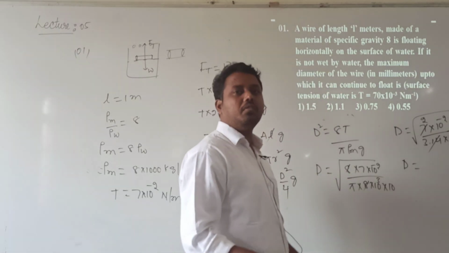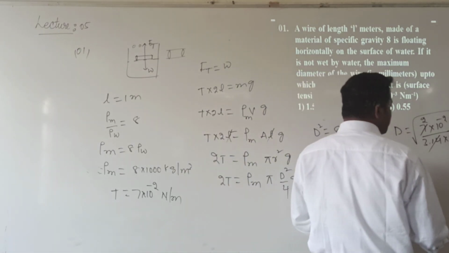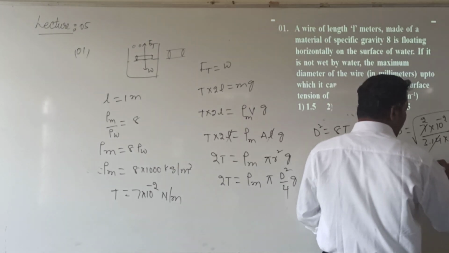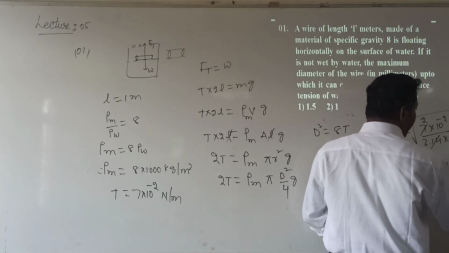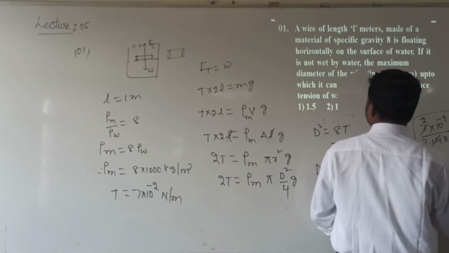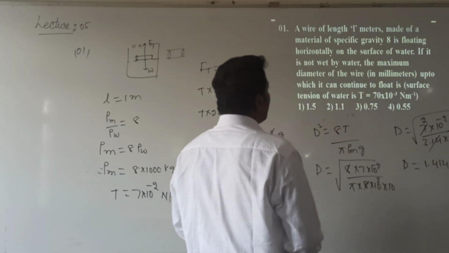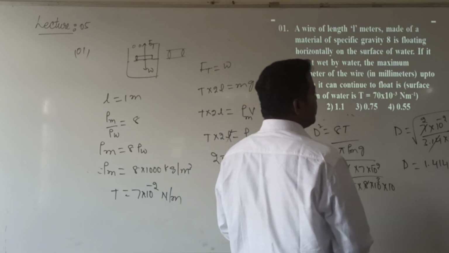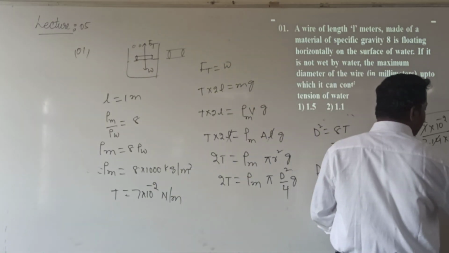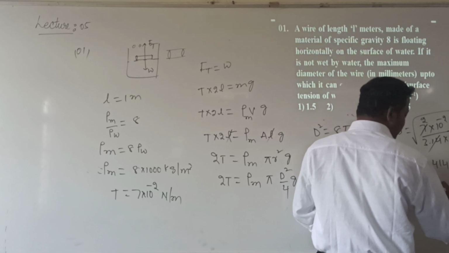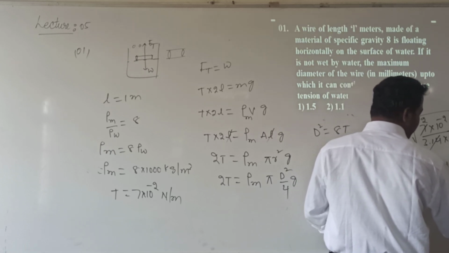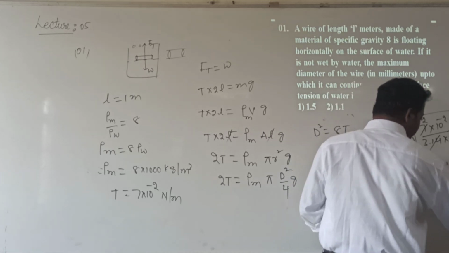It is more than 2. So approximately if I take it as 2, then root 2 value is 1.414 into 10 to the power of minus 3. So they are asking us to calculate the diameter in millimeters only, na? 10 to the power of minus 3. Approximately D value is 1.5 millimeter.